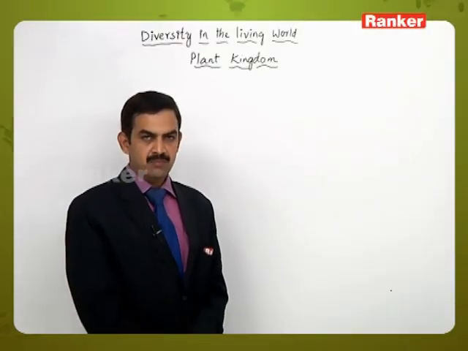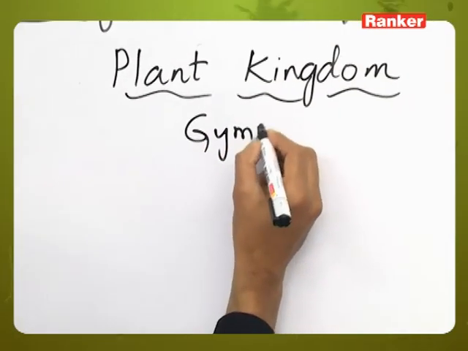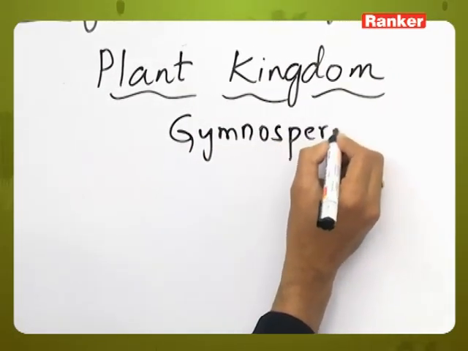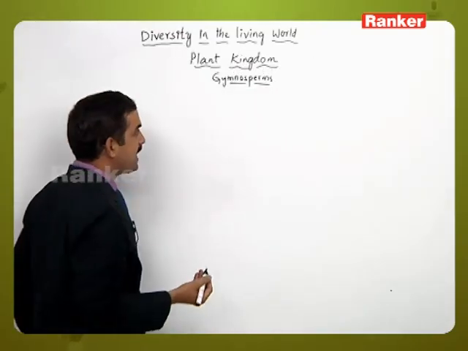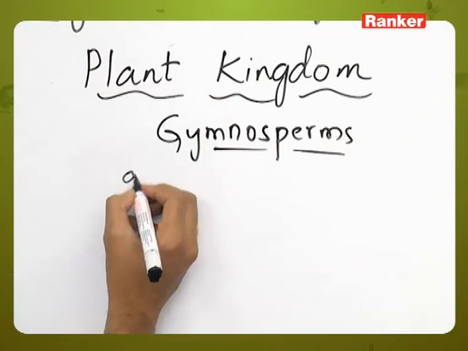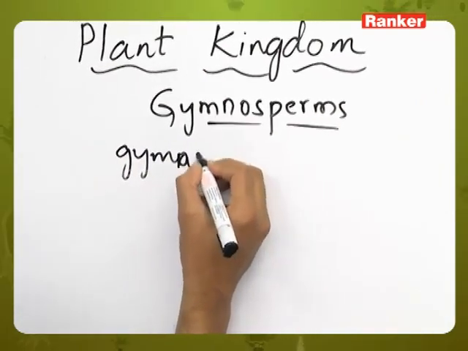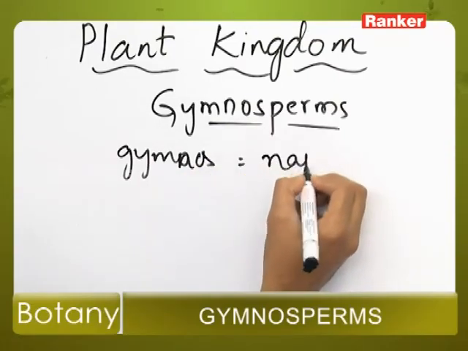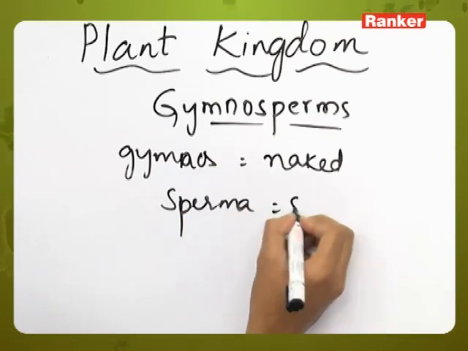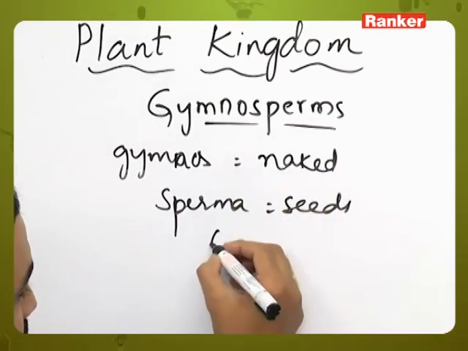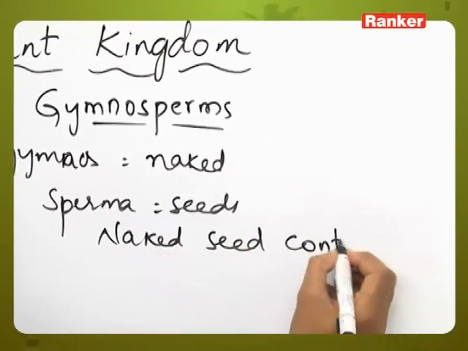So in the plant kingdom, the next group of plants are the gymnosperms. Here the name gymnosperms has been derived based on one particular feature. Gymnos means naked, sperma means seeds, that is, naked seed containing plants.